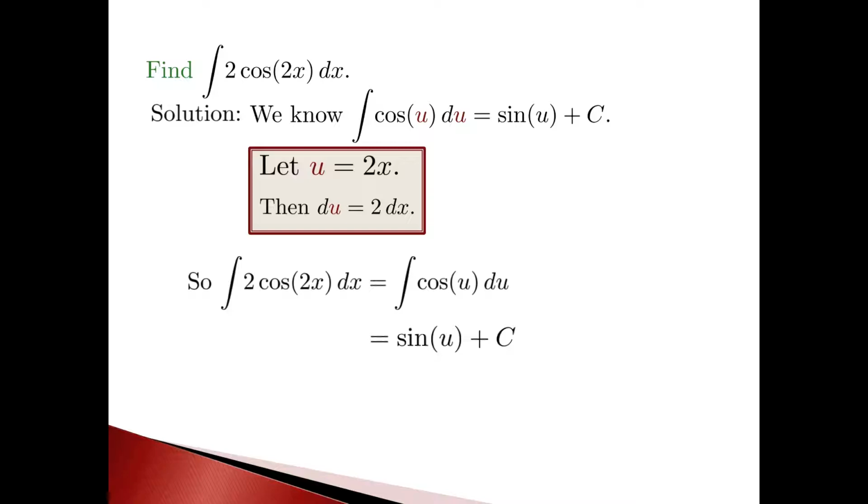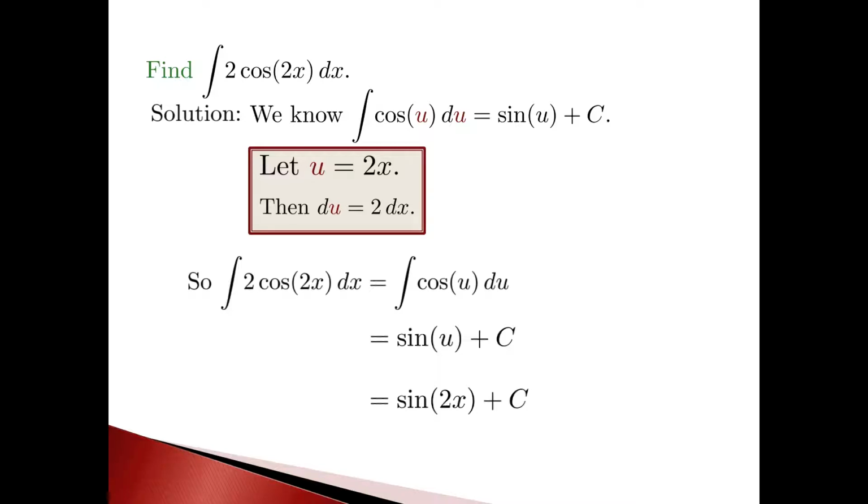Okay, now the original problem had x's in it, and I've got an answer that has u's in it, so obviously we've got to fix that. But that's easy enough. We know what u is. According to our big box there, u is 2x. So I just replace that u, the stuff that was inside our original cosine, turn that back into 2x's. So we end up with the sine of 2x plus c.